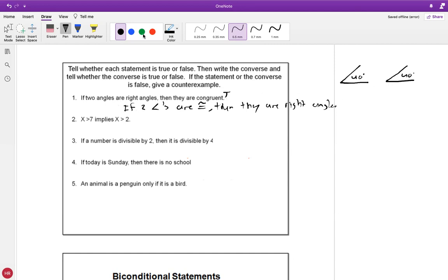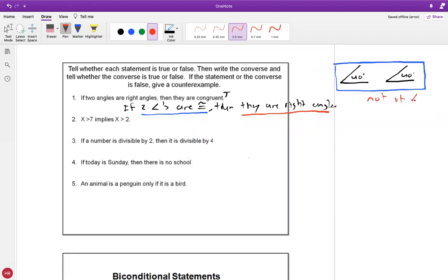So I've satisfied the hypothesis, two angles are congruent. That's what this is. But I did not satisfy the conclusion. These are not right angles. So, like I said, I stated whether it was true or false, I wrote the converse, and I showed that it was false.